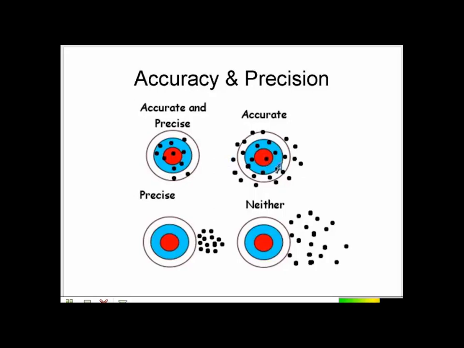So this chap here has got a goodish gun, but he's just not a very good shot. This fella here is an excellent marksman, but his sights are out, so all of his shots are just off to one side. And this fella here, well, he shouldn't be on the rifle range, really. He's a disaster. He's not accurate or precise.